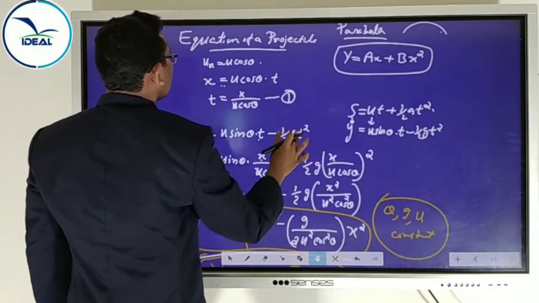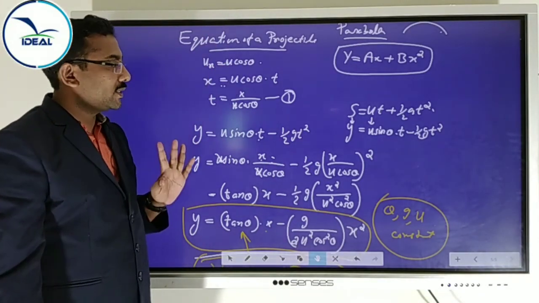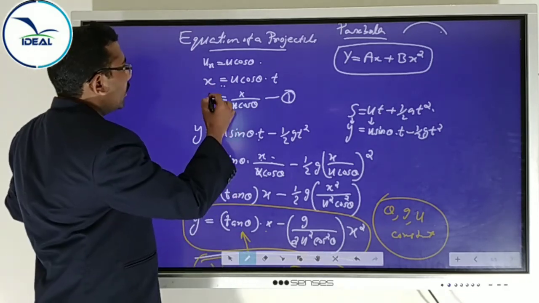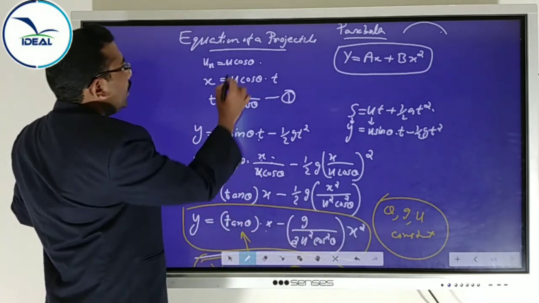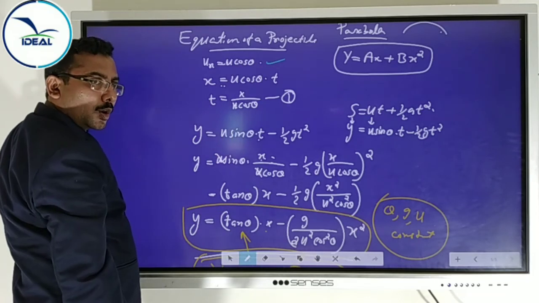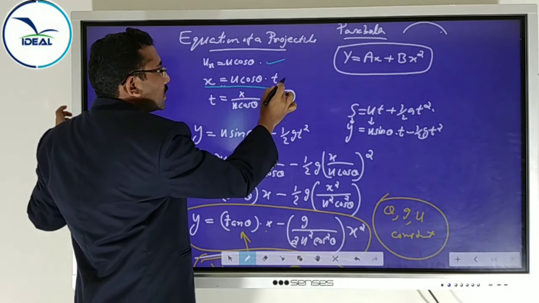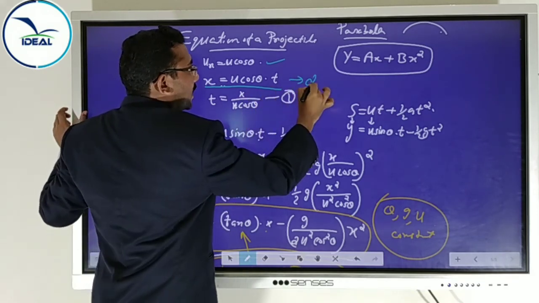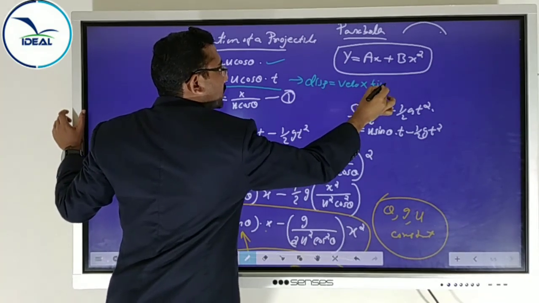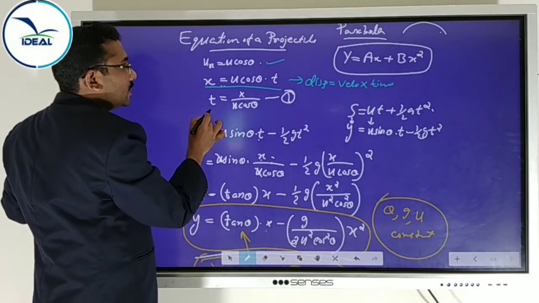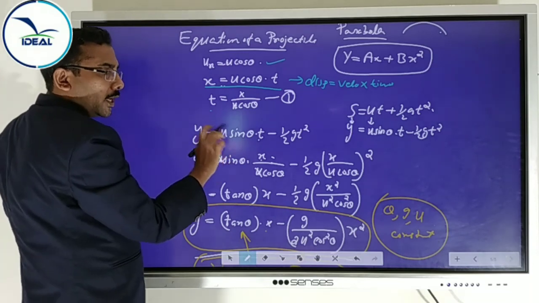Look here. For horizontal motion, very important, ux equal to u cos theta. x equal to horizontal displacement equal to u cos theta into time. That is displacement equal to velocity into time. This is the equation. Thus we get time t is equal to x by u cos theta. Time is the same for both horizontal and vertical.